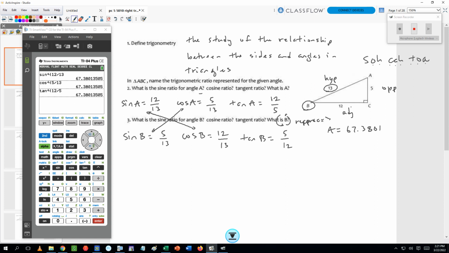What is B? Any one of the trig functions. I'll just do second sine and 5/13. You could have also found B by subtracting your A answer from 90, because you know angle A and angle B in a right triangle have to be 90 degrees. It's 22.619899.